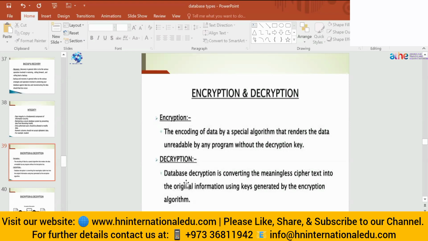Then we have decryption. Database decryption is converting the meaningless ciphertext, ciphertext again being the encoded text, into the original information using the keys generated by the encryption algorithm. This is basically the algorithm that was used in the encoding scheme, and it will also give the keys for decryption. Then at the receiving end, database decryption converts the meaningless ciphertext into the original information. So the receiver will receive the encrypted text and decrypt it, then understand the correct meaning of what the sender actually sent to the receiver.